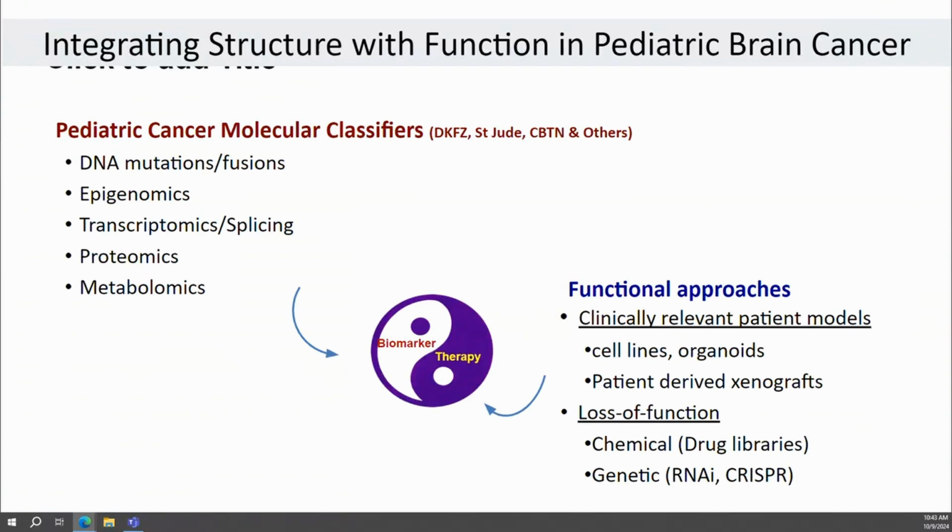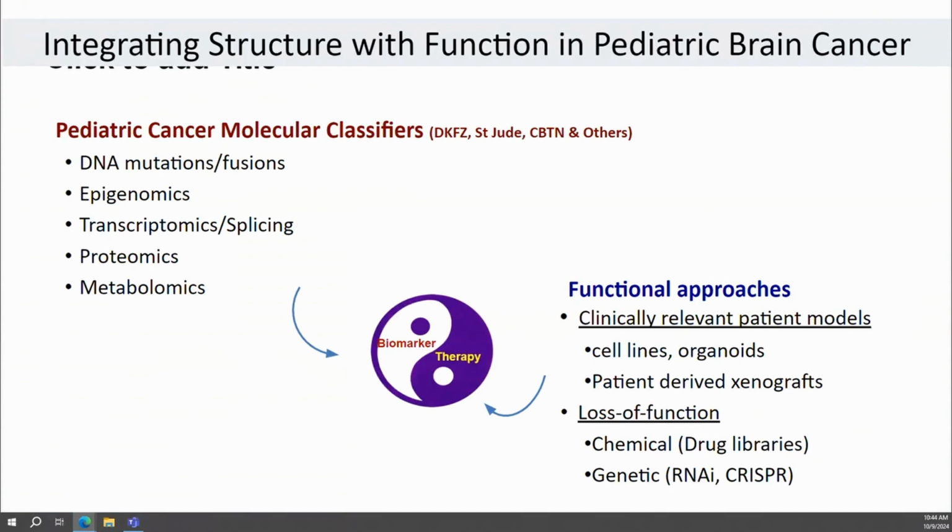And these efforts led by groups such as CBTN, DKFZ, St. Jude's, and others have really given us a treasure trove of information regarding the different molecular alterations that exist at the DNA, RNA, protein level, epigenetic level, and so forth. And while this really provides a treasure trove of information, we still don't know which of these alterations are actually functionally meaningful.